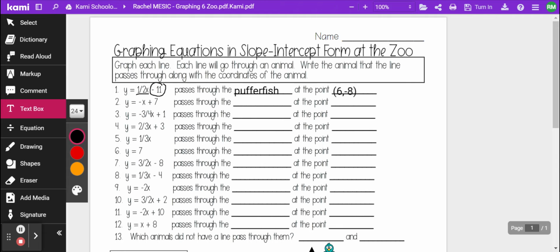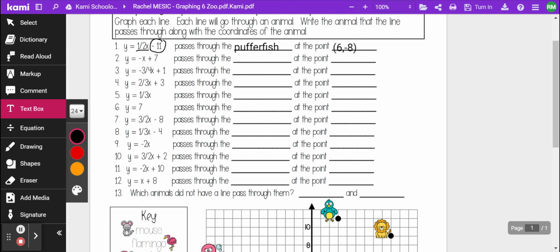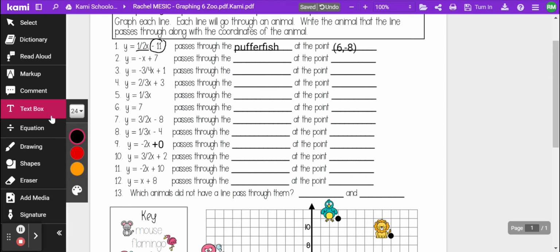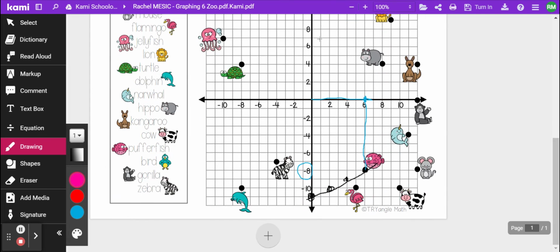Let's do number 9. All right, so for number 9, there is no number here for the y-intercept. Nothing is the same as 0. So I could say this is the same as y equals -2x plus 0. So my first point is going to go at 0. So on the y-axis, I'm going to have a point at 0.